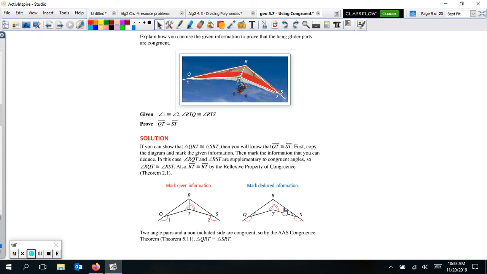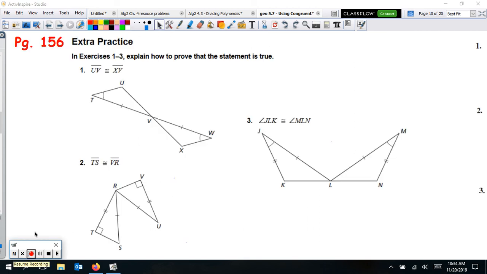Once we've proved the two triangles congruent, we can say that because corresponding parts of congruent triangles are congruent, that's the CPCTC, QT has got to be congruent to ST. So all the other corresponding parts, in fact RQ and RS, are going to be congruent to each other. All these other angles inside here are going to be congruent to each other because of CPCTC.